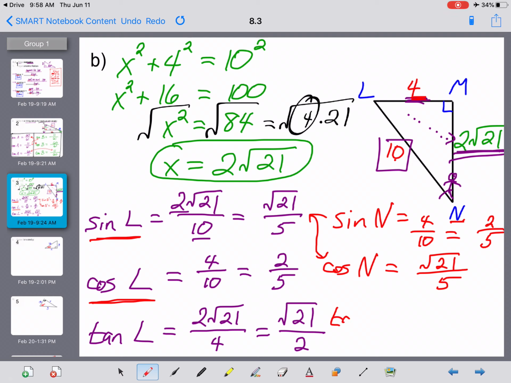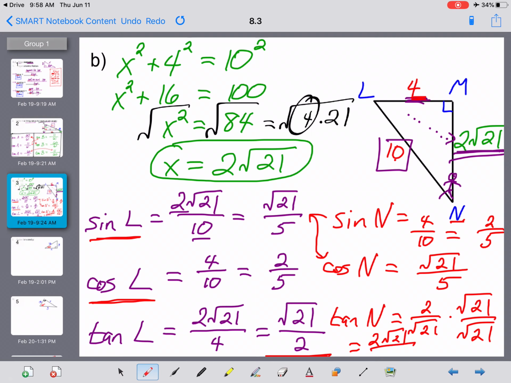The last one here is a little bit tricky. The tangent of angle N is going to be the reciprocal of this number right over here. So that's going to be 2 over the square root of 21. But we're not allowed to leave that radical in the denominator. So we've got to multiply both the top and the bottom by the square root of 21. Oh boy. So the tangent of N ends up being 2 times the square root of 21, and down on the bottom, root 21 times root 21 is 21. So boy, that's a mess, guys. Nothing else simplifies. So the tangent of N is 2 root 21 over 21.